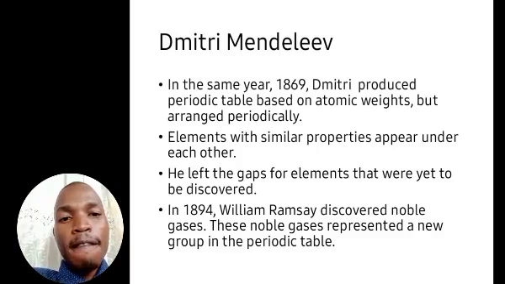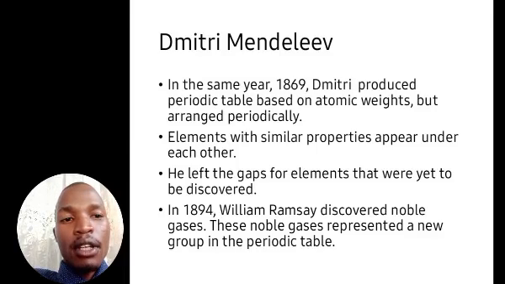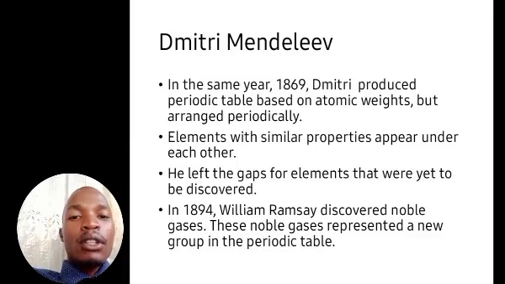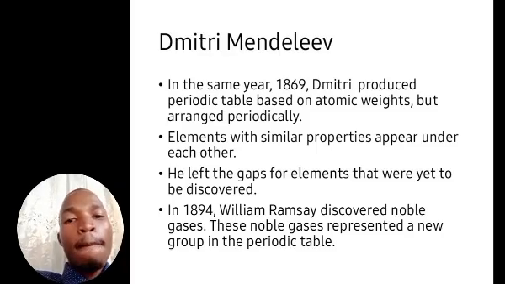Then in 1894, William Ramsay, who was also a scientist, discovered the noble gases, and actually the noble gases represented a new group in the periodic table, and even up to date the noble gases lie at group 8, that is the last column in the periodic table.